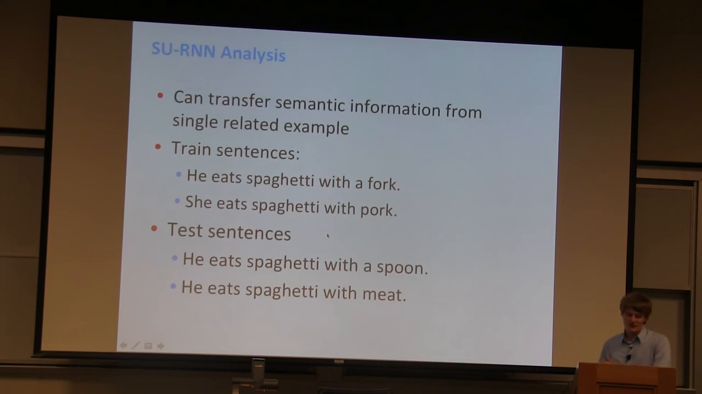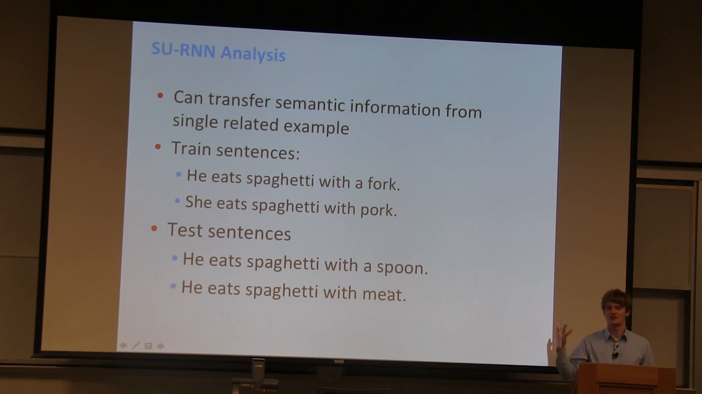And very interestingly, we can also look at exactly this disambiguation case and see if our word vectors and distributed representations for the phrases help us to do this disambiguation. This is not really a proper experiment because it's a tiny training set and a tiny test set, but we can see if this happens at all if we add these sentences to our training set. So here we have training sentences: he eats spaghetti with a fork, or she eats spaghetti with pork. And then the test sentences are he eats spaghetti with a spoon and he eats spaghetti with meat.